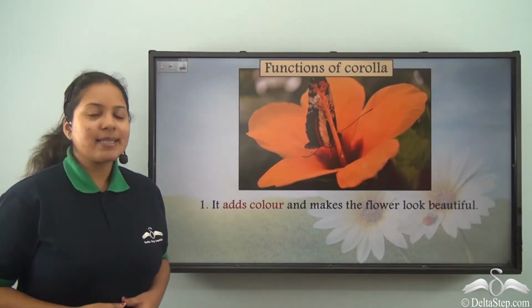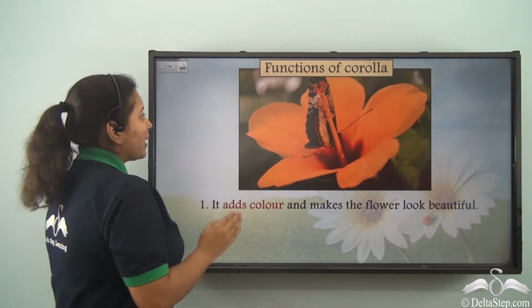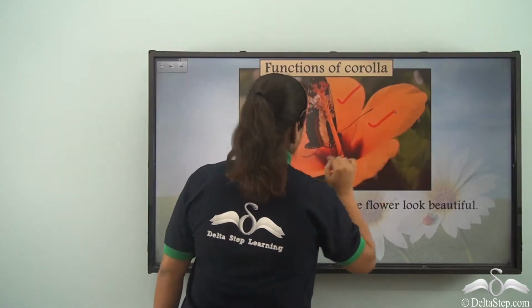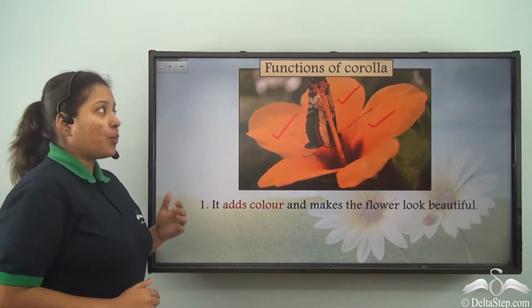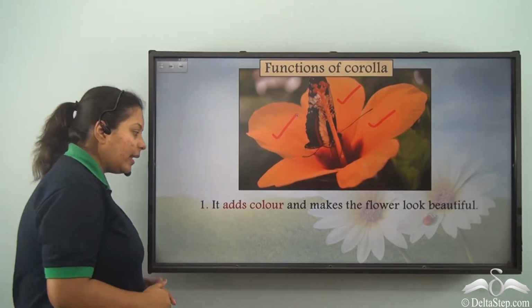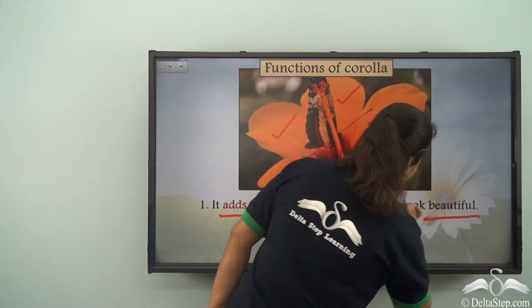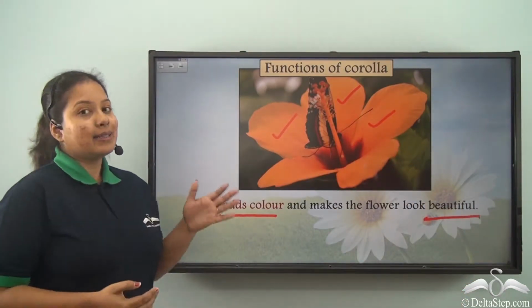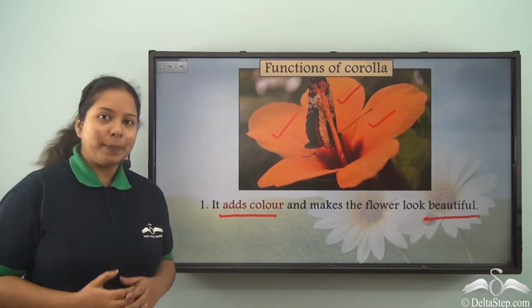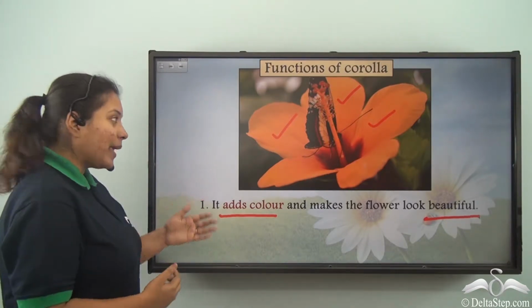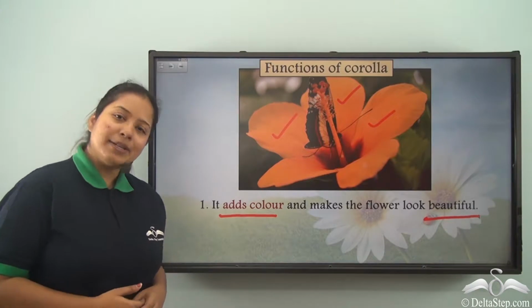After the calyx, we have the corolla. See, this is the beautiful corolla. So, what does this do? Well, it adds color and makes the flower look beautiful. If you see, this part is the most colorful part of any flower. It makes the flower look very, very attractive.